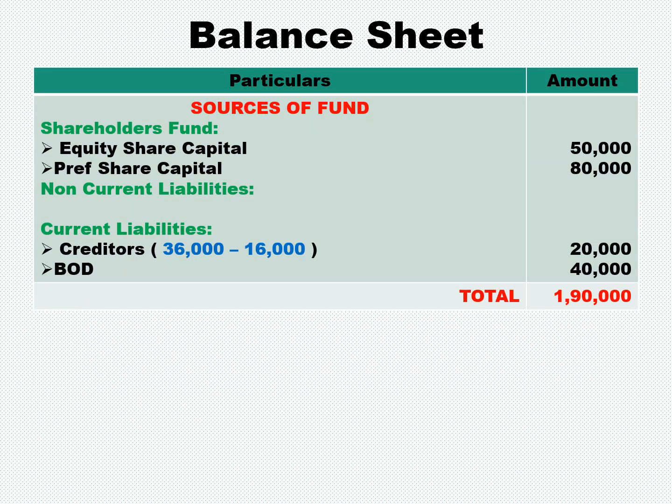So the balance sheet, on the liability side, we have equity share capital 50,000. Preference share capital we have 80,000. New equity share capital and new preference share capital, 50,000 and 80,000. We don't have any non-current liabilities. Creditors 36,000. We deducted 16,000, foregone by creditors, leaving 20,000. BOD 40,000. Thereby the total of the balance sheet is 1,90,000 on the liability side.